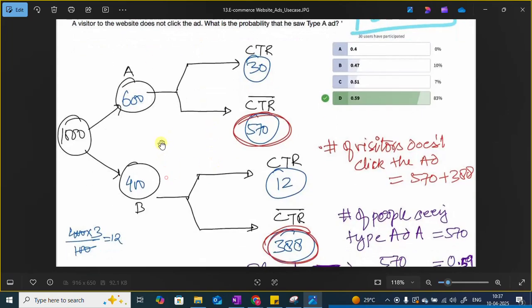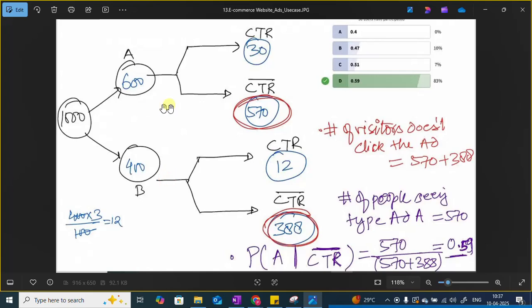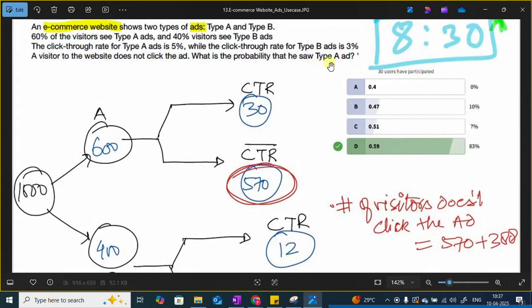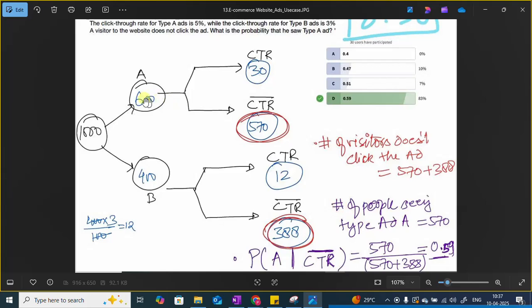Now tell me, how many people do not click the ad in total? Here, 570, not click-through ad. Here, 388, not click-through ad. So I've written here, number of visitors who do not click the ad, 570 plus 388. Now, out of this, how many people is it telling? What is the probability that he saw the type A ad? The number of people who see the type A ad but do not click is 570.